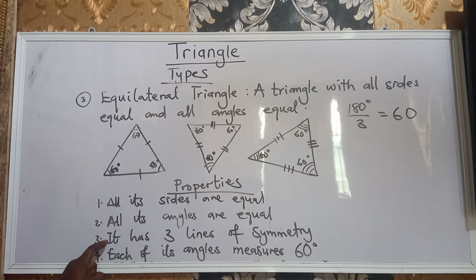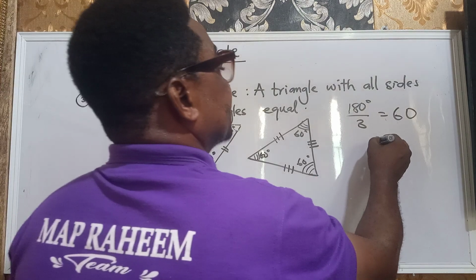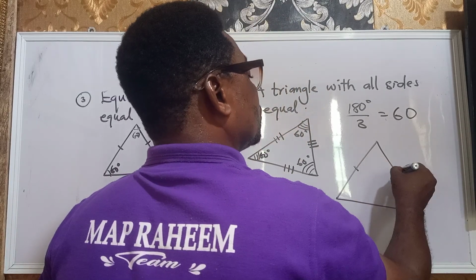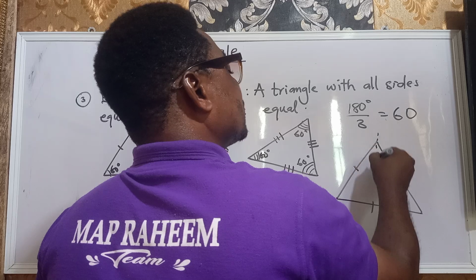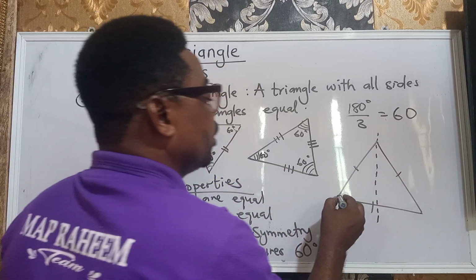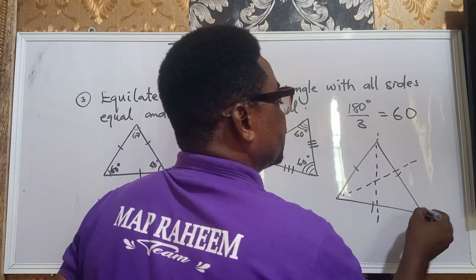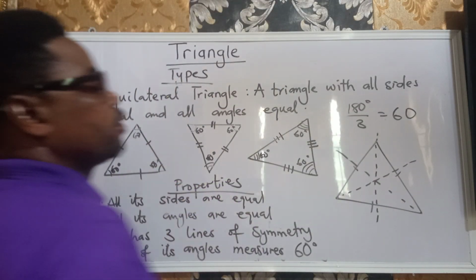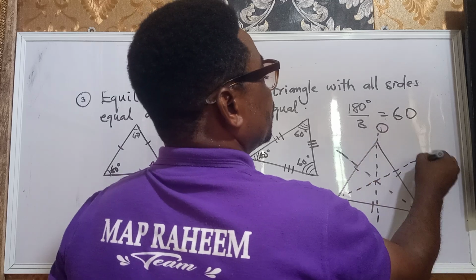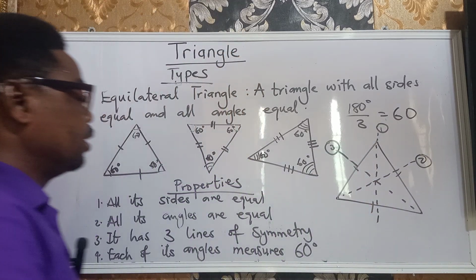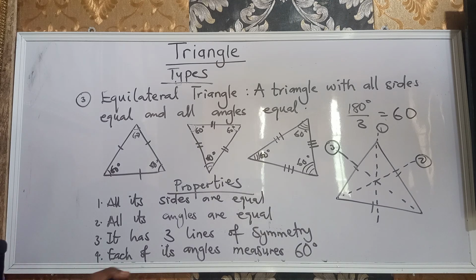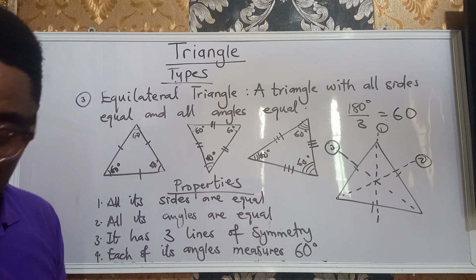Another thing now, we say it has 3 lines of symmetry. Yes, because all the sides are actually equal. This one is equal to this, equal to this. So when we cut it like this, it is a line of symmetry. When we cut it like this, it is a line of symmetry. When we cut it like this, it is a line of symmetry. So it has 3 lines of symmetry. Look at it: this is 1, this is 2, and this is 3. Is that understood? That is the uniqueness of the equilateral triangle.